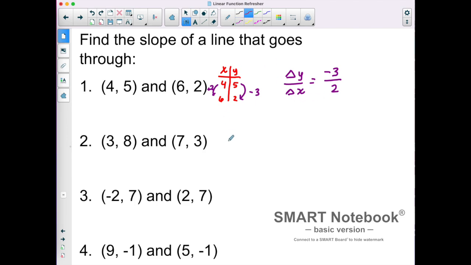If I look at the second one and organize that one in a table format, I have 3, 8, and 7, 3. We can see that the y values went down 5, and the x values went up 4. So if I find the change in y over change in x, that slope would be -5/4.